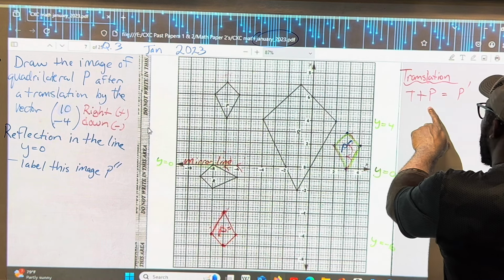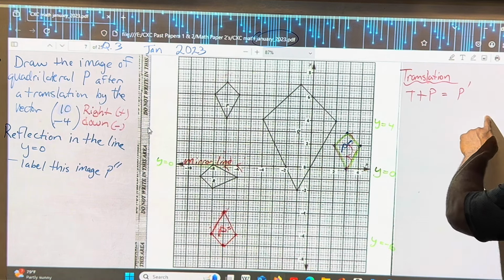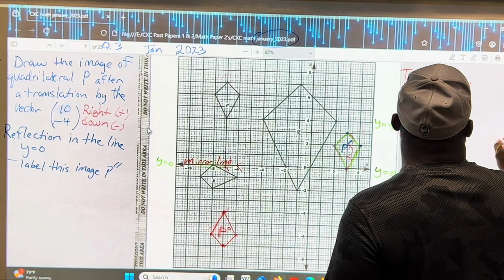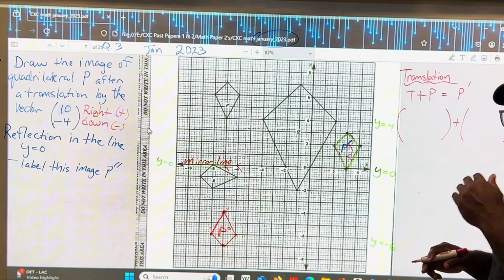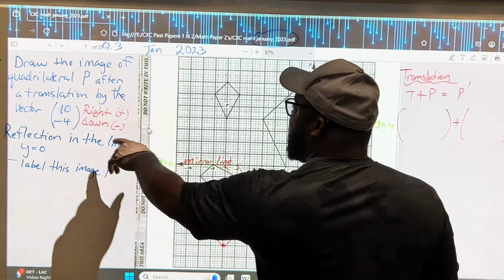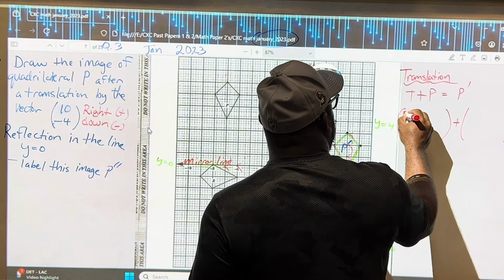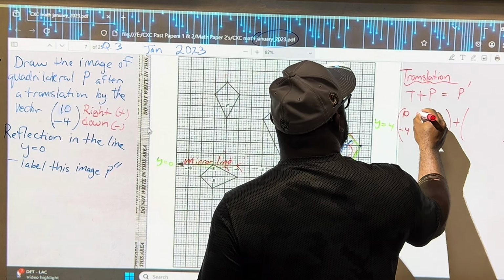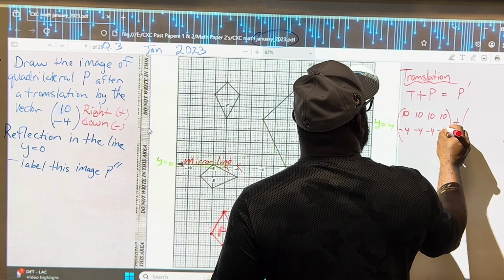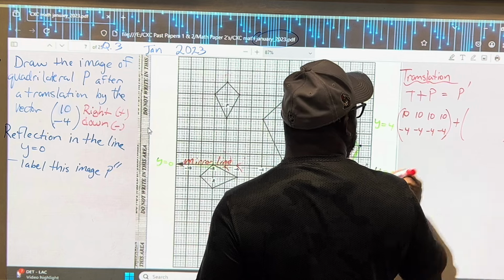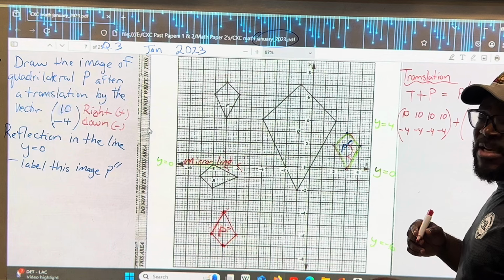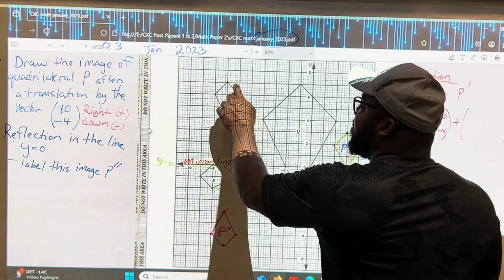And then P and P prime. Now I'm going to show you something. Because it's addition, both matrices must be the same size. Now, what's the translation again? 10, negative 4. Write it 4 times. 10, negative 4, 10, negative 4, 10, negative 4, 10, negative 4. Why did I write this 4 times? You could tell me. 4 points. 4 vertices, very good. 4 edges, 4 vertices. Good.